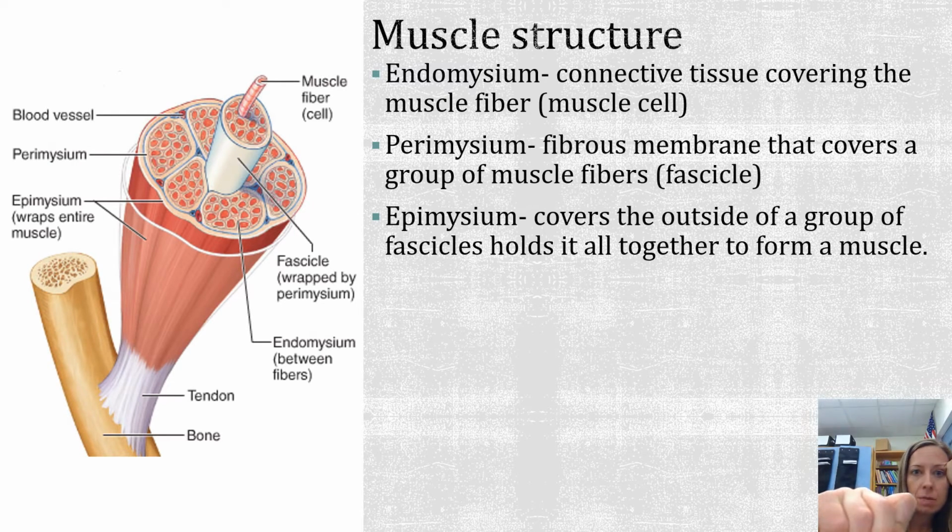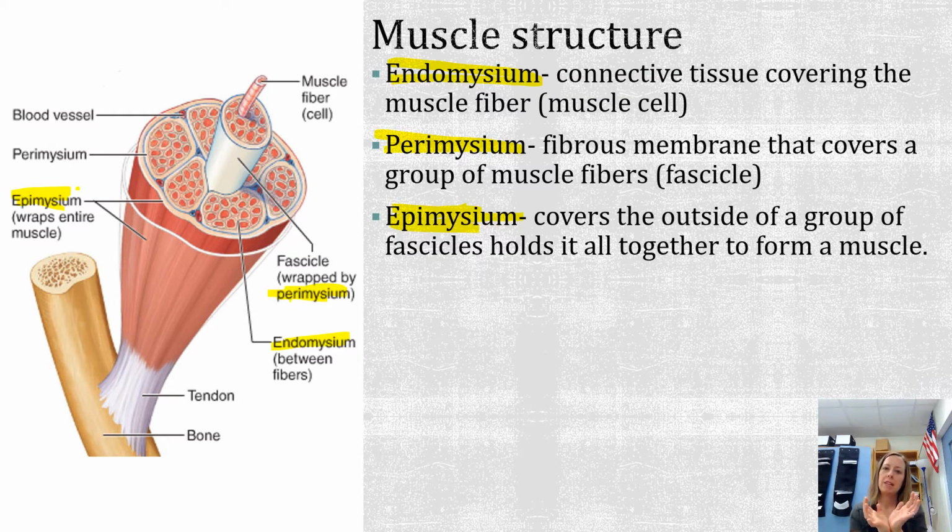So we have these words right here: endomysium, perimysium, and epimysium. Epi is on top of, endo is in between, and peri is going to be before the endo. Actually no, peri is going to be in the middle. So epi is on top.